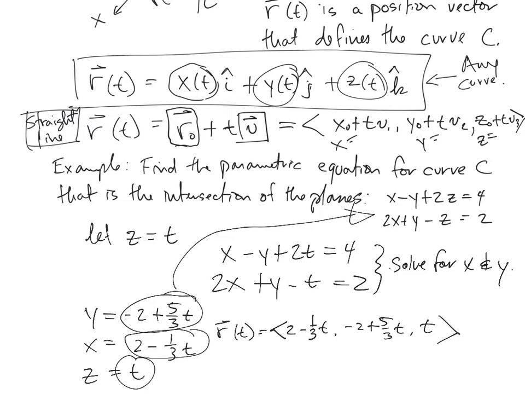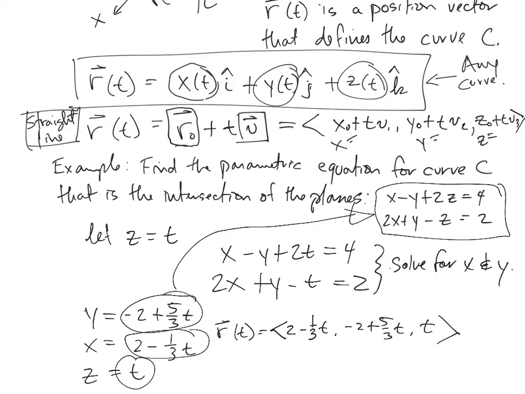Well, here's a question. Could I have let x be equal to t? Yes. Could I have let y be equal to t? Yeah. Could I have let x and y and z all be equal to t? No, that wouldn't work. I can only make one of them equal to t, and then the other two have to be solved such that these are satisfied, right?